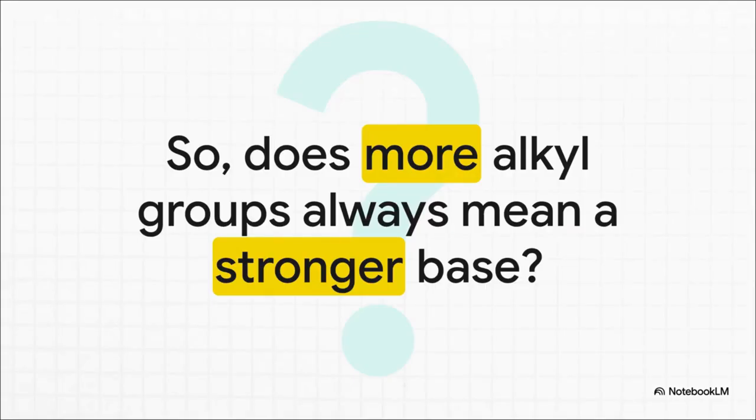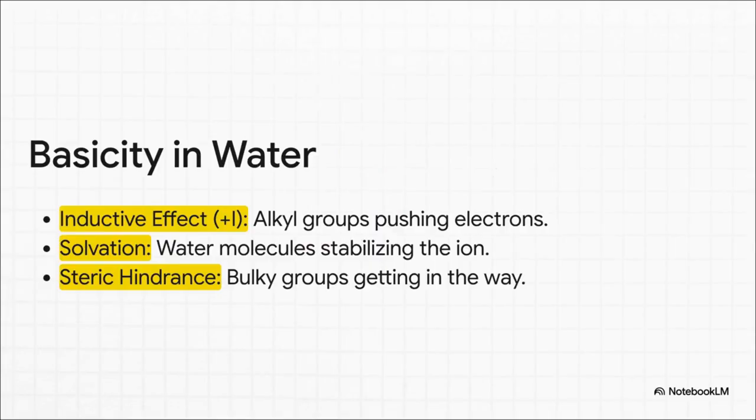This leads to a really logical question, right? If adding 1 alkyl group makes it a stronger base, does adding 3 of them, like in a tertiary amine, make it the strongest base of all? And in a vacuum, yeah, it does. But in water, where pretty much all chemistry actually happens, the story gets a whole lot more interesting. See, in water, an amine's basicity is a really delicate balancing act between 3 different things.